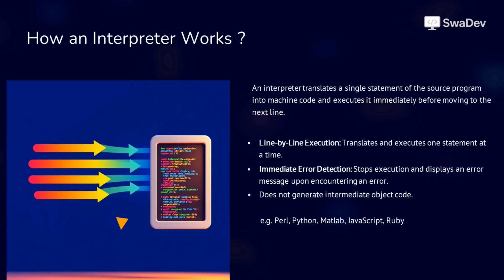In an interpreter, line by line execution happens. That means it translates and executes one statement at a time. Also, immediate error detection happens. That means it stops execution and displays an error message upon encountering an error. But unlike a compiler, it does not generate intermediate object code. Interpreters are used in programming languages like Perl, Python, MATLAB, JavaScript and Ruby.